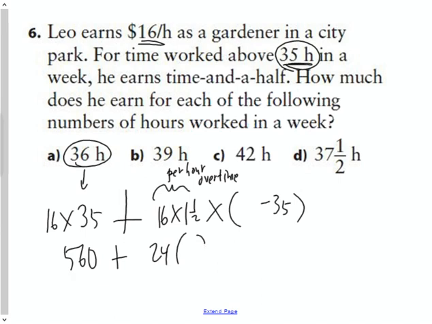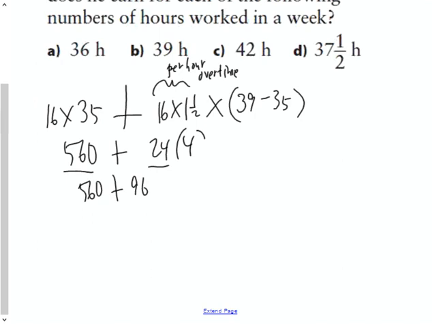Now in the second question, everything is going to stay the same, except this time he's not working 36 hours, and B, he's working 39 hours. So I'm going to put 39 here. So he still makes the $560 in regular. He's still getting paid $24 an hour in overtime, but this time he's going to work 4 hours of overtime, which means it's going to be $560 plus $96 in overtime, which means if he worked 39, he's going to make $656 in wages this time if he works 39 hours, which is 4 hours of overtime.